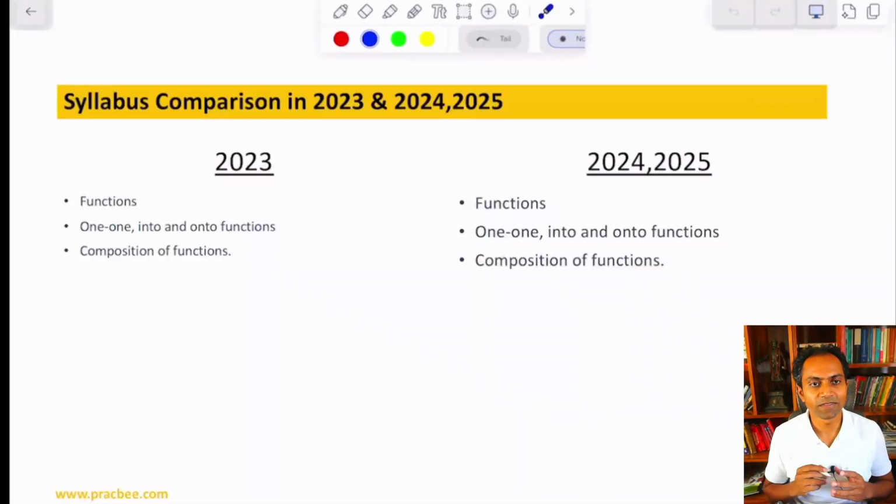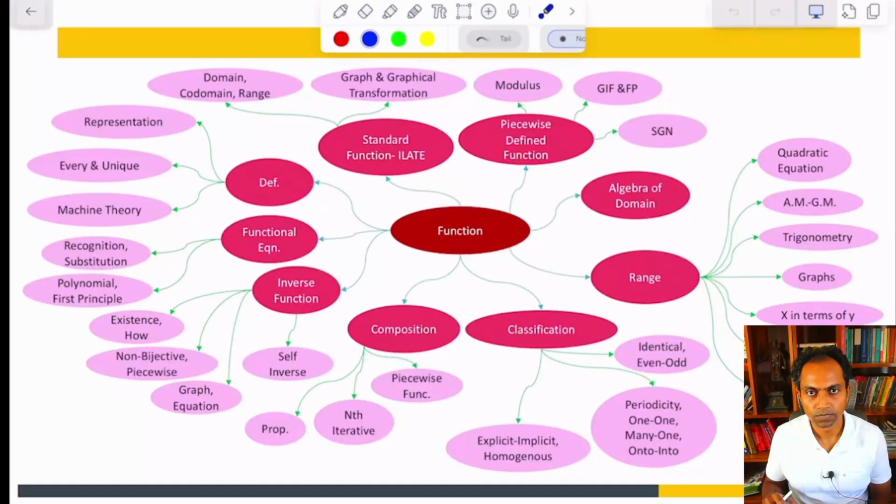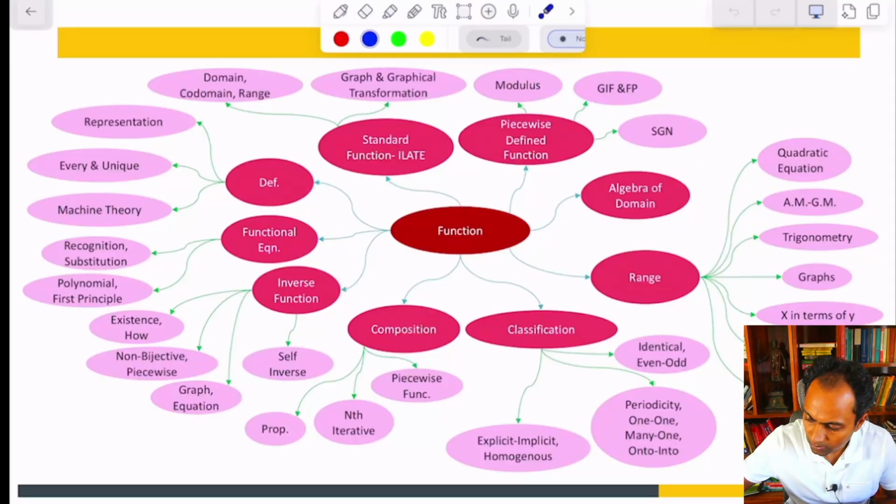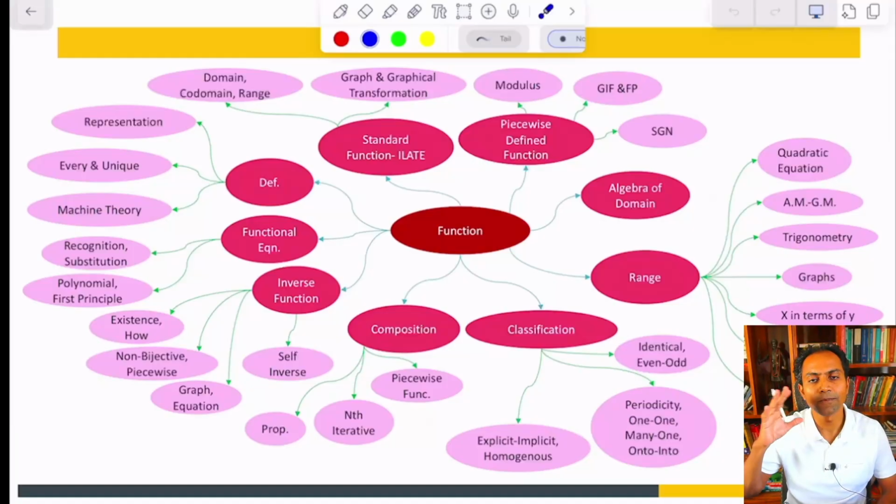Now let us start with the syllabus comparison of 23, 24, 25. You can see that largely the syllabus has remained the same for the last 3-4 years. If I look into the mind map, you can clearly see that we will start our discussion in this chapter with definition, and after definition we'll proceed towards standard functions, then piecewise defined functions. Piecewise defined functions are especially important in calculus because most of the questions that students can't do are fundamentally based on piecewise defined functions.